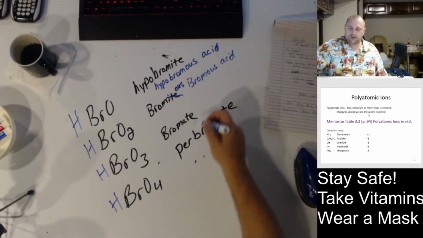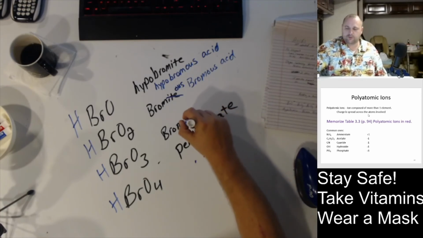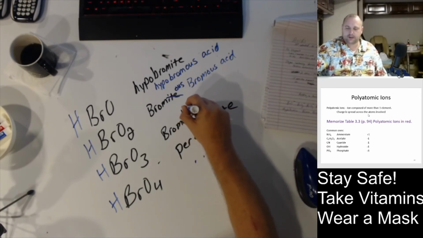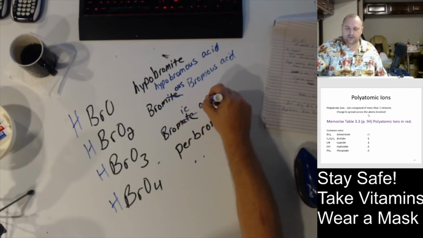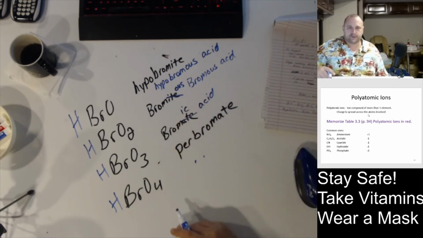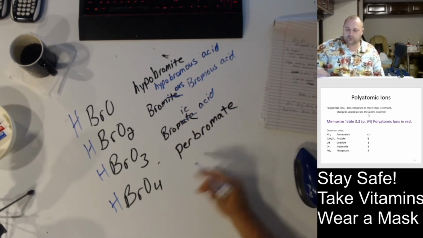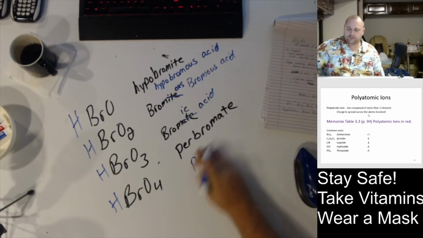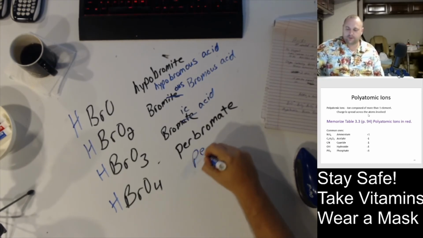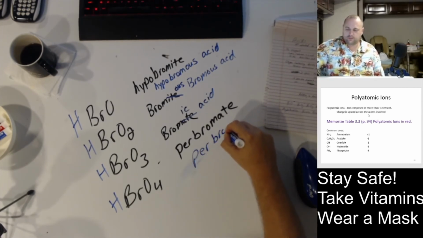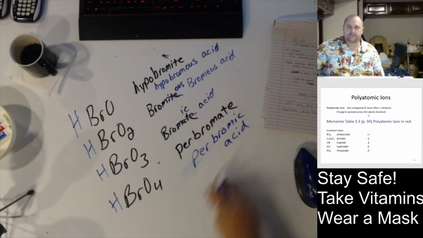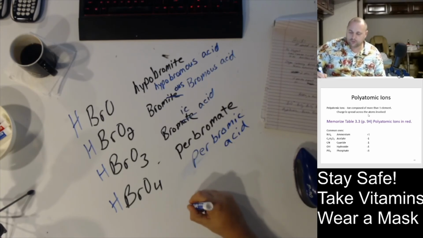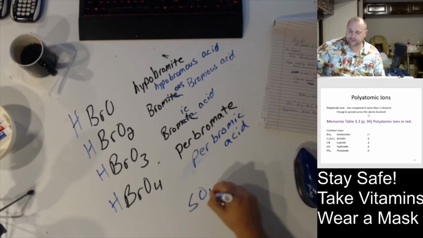Okay. Now I've got bromate becomes bromic, and then acid. So bromic acid. And then this one will be perbromic acid.